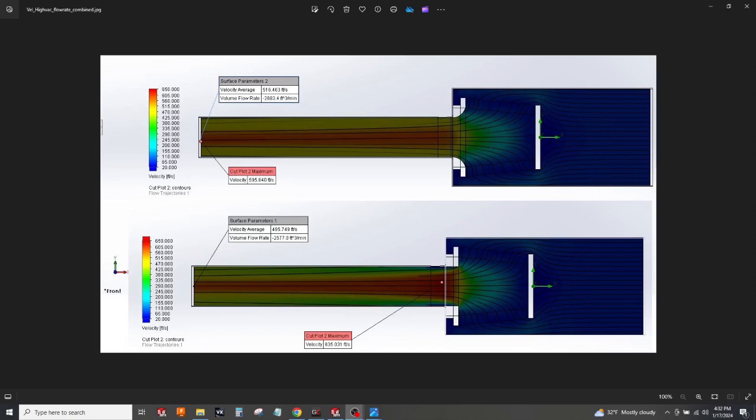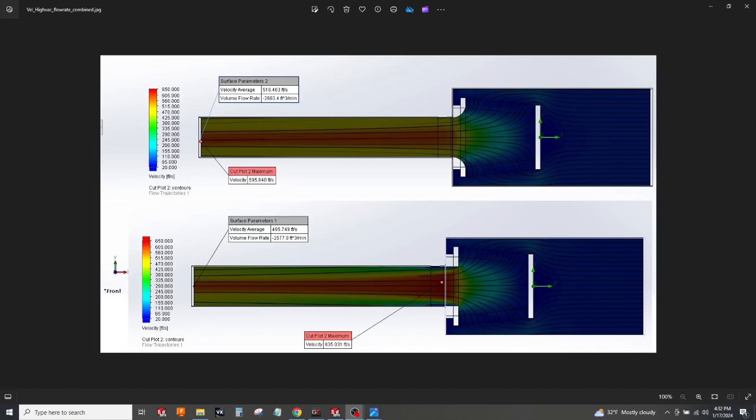So if we look at the outlet at the end where the surface parameters are labeled, the very top parameter is velocity average. And what we notice here is that the velocity is actually higher on the tube with the velocity stack, which makes sense. We're flowing more air, we have the same cross-sectional area, we're going to have a higher average velocity. But what's interesting is if you look at the maximum velocity with the little red tag, we're actually considerably slower for maximum velocity when compared to the tube without the velocity stack.